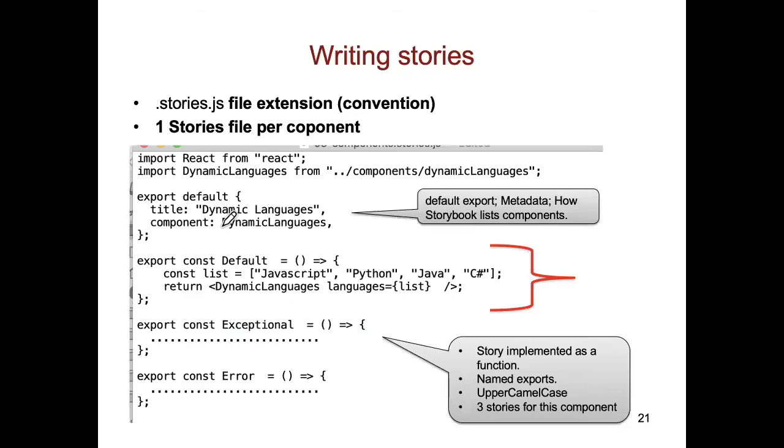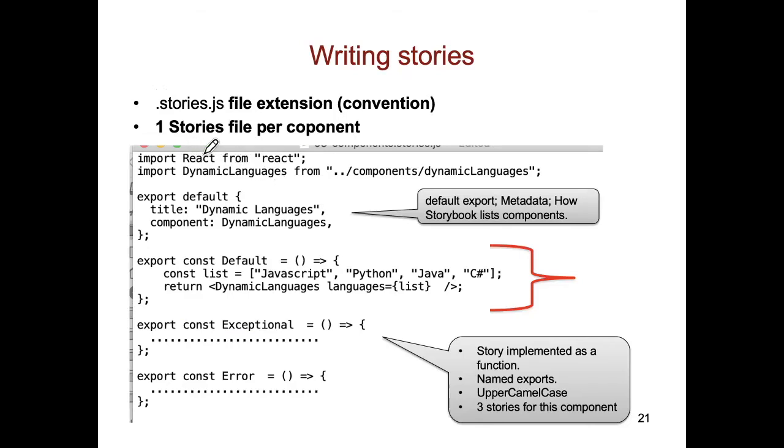We put the code into a JavaScript file. The extension of the file isn't prescribed, but a common file extension is .stories.js, and I'm using that in the labs as well. And so here's an example, albeit kind of abstracted a little bit, of a stories implementation for my dynamic languages component.